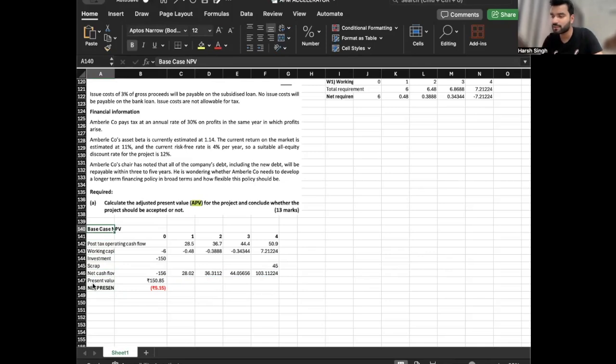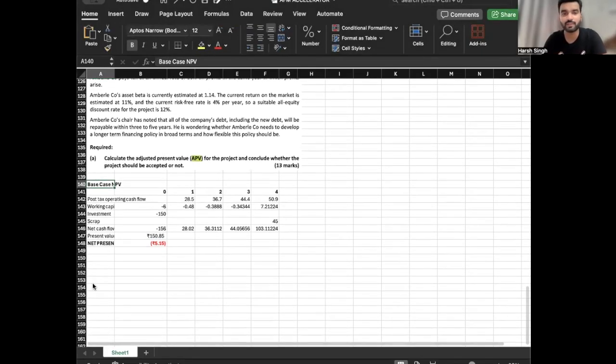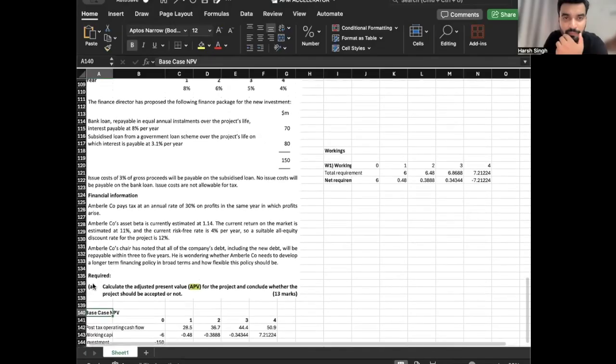Guys, this is only base case NPV. We are still supposed to solve for tax benefit on interest payment, subsidized loan benefit, and post-tax cost of raising finance. We are still supposed to solve 3 things. So let's start by one. So can we go and start with subsidized loan benefit? Do we have a subsidy?